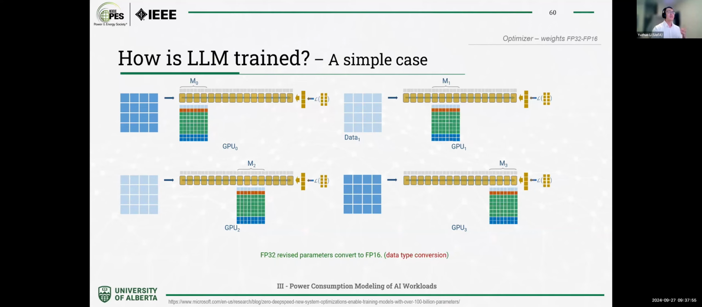And then it can convert to float16. So this is a data type conversion. And then the model will have this revised, updated parameter. This ends the training cycle. From this simple case, we see the LLM training actually involves a lot of different stages, a very complicated procedure of data transfer and training calculation. They involve different kinds of power levels.